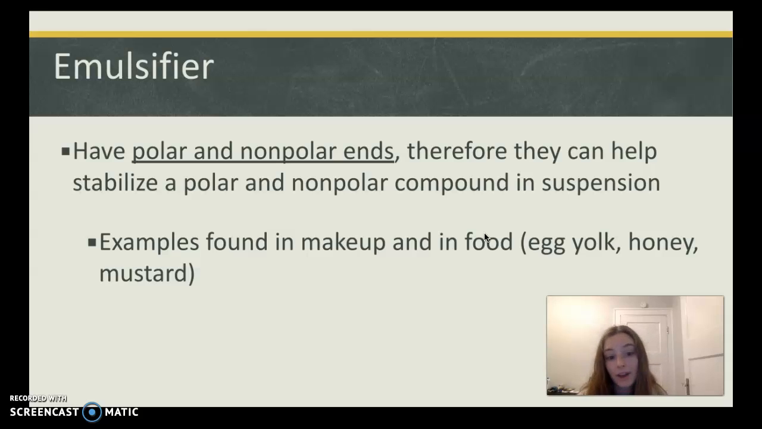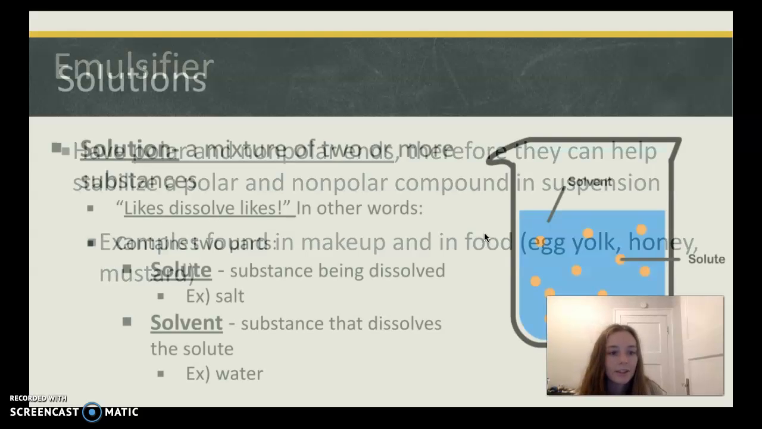Examples could be found in makeup and food, such as egg yolk, honey, and mustard, which can help you in baking or cooking in different ways. I have an eye makeup remover that has water and oil in it. But if I shake it, the emulsifier mixes it up, and then I'm able to get all parts of the makeup remover on a Q-tip. So you probably have interacted with emulsifiers before, whether you realized it or not.